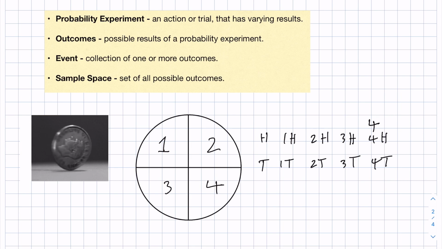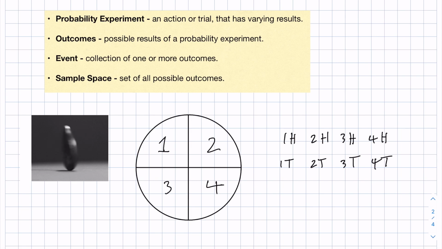We can check that by using the fundamental counting principle that we learned in the previous video. If you haven't learned that already, you can check the description for that video. There are 2 possibilities in this for the coin, and there are 4 possibilities for the spinner. 2 times 4 is 8, and that's exactly what we've got.